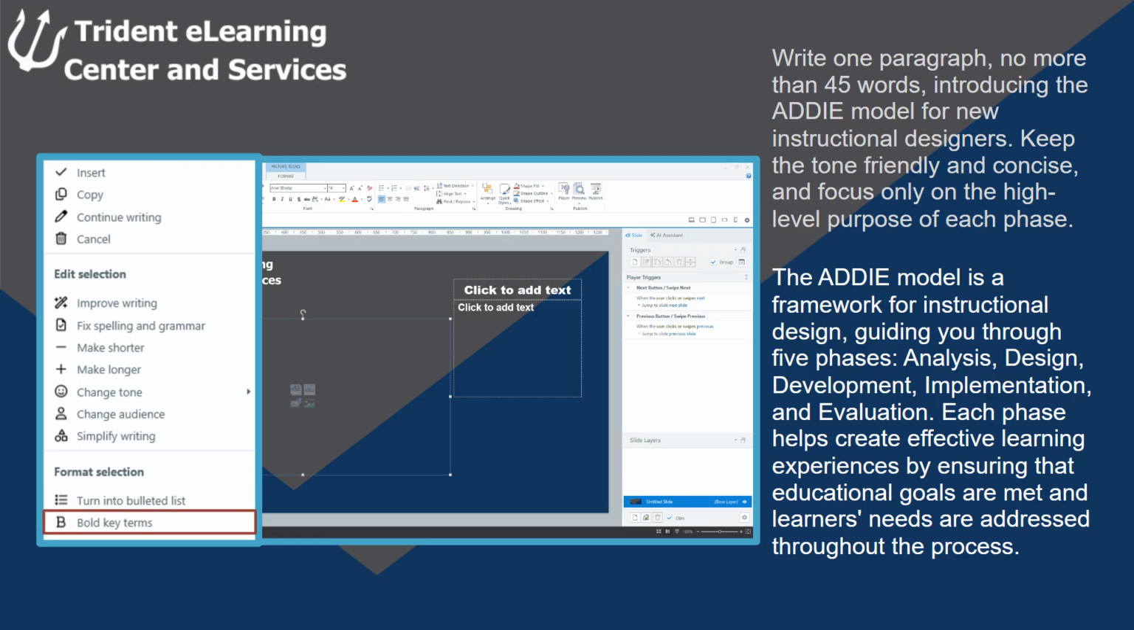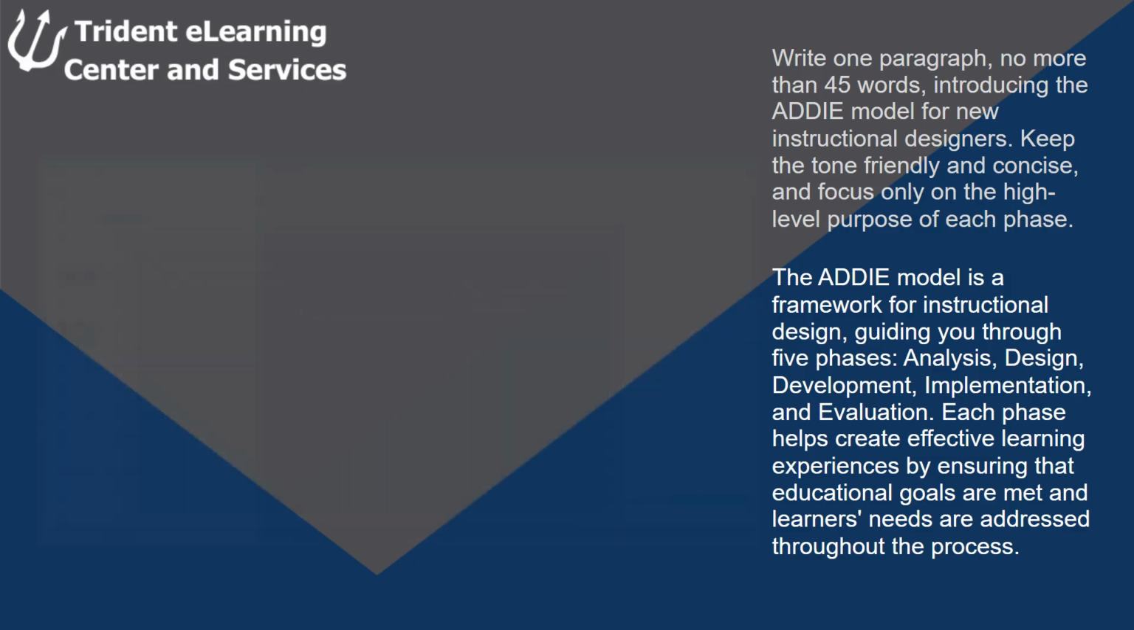Bold Key Terms scans the generated text, identifies the most important words or phrases, and automatically applies bold formatting. This helps highlight critical concepts and makes the content easier for learners to scan and retain.